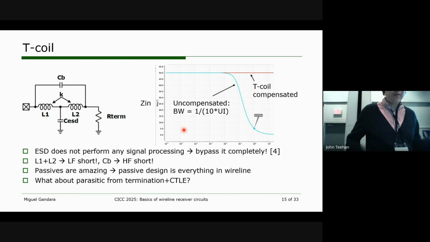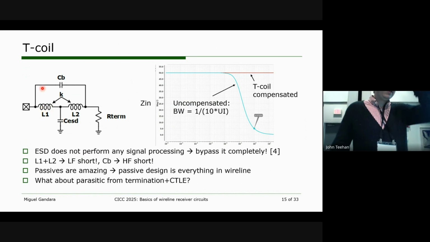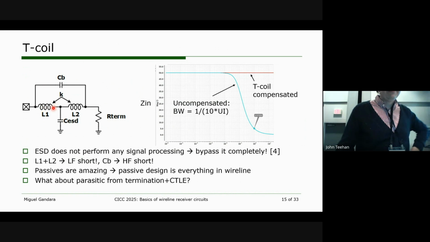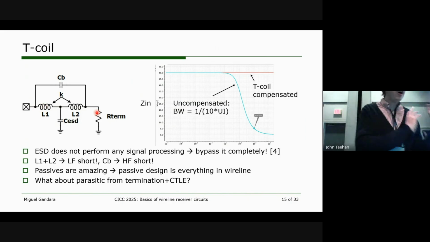And so in order to do that, what we need to do is ensure that we have a short at low frequency and a short at high frequency. Okay, so if we use this passive network, we have 2 inductors connected to this ESD capacitor, and then we have what we call a bypass capacitor around the 2 inductors. Okay, at low frequency, inductors are short, so we have a nice clean bypass through the inductors from pad to the termination.